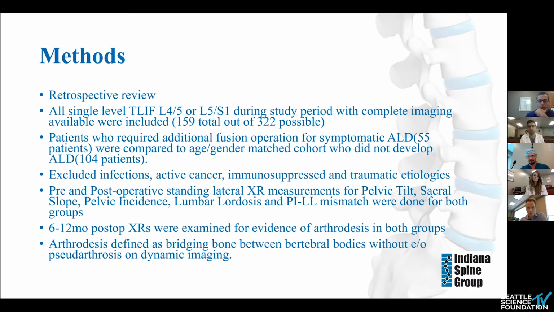They obtained pre and post-operative standing lateral X-rays and measured pelvic tilt, sacral slope, pelvic incidence, lumbar lordosis, and calculated PI-LL mismatch for both groups. The post-operative X-rays were obtained at 6 to 12 months post-operatively and were examined for evidence of arthrodesis simply on plain X-rays. Arthrodesis was defined as bridging bone between the vertebral bodies without evidence of pseudoarthrosis on dynamic imaging, which was also obtained.